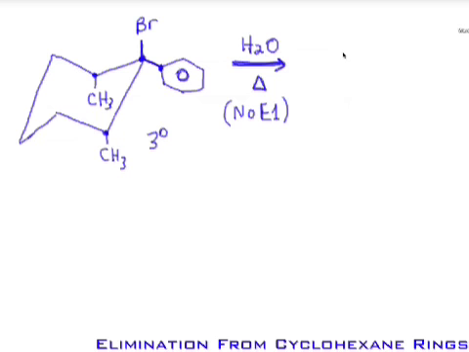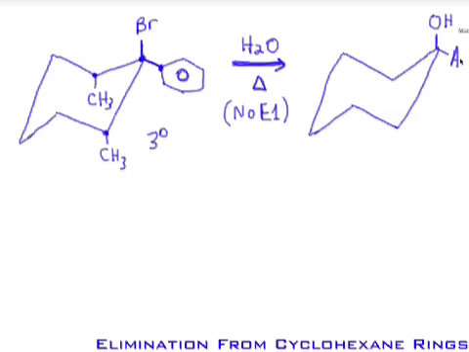So let's draw the products. The Br leaves and OH goes on. And I'm going to put OH here. And for the phenyl, I'm going to just put Ar for an aryl group. Okay? And then I've got my CH3 down.